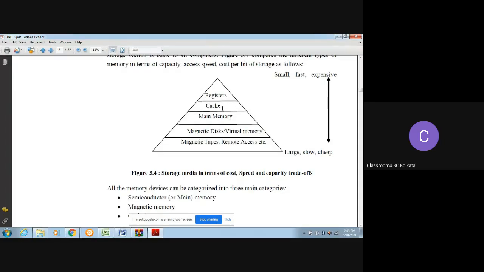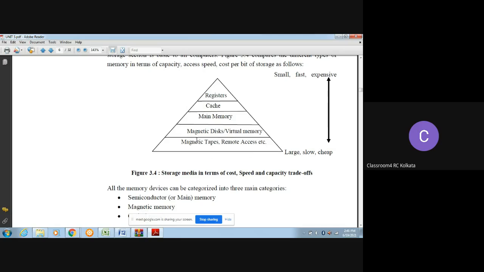The register is smaller than the cache. Cache is a memory which is stored between the register and the main memory. I told you afterwards about the function of the cache. Then comes the main memory. There are basically two types of main memory. One is ROM, another is RAM. And then comes the auxiliary memory. These are all auxiliary memory, that is magnetic disk, magnetic tape, etc.